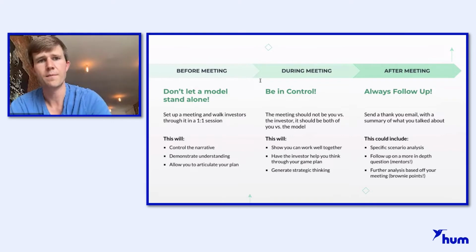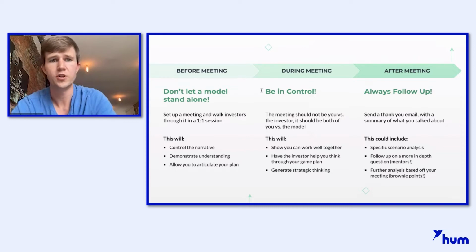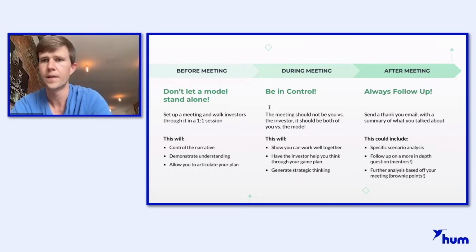But there are 3 time periods to look at with this meeting. May seem obvious, but it's worthwhile to break them out like this. What you should do before the meeting, what you should do during the meeting, and what you should do after the meeting. So I want to break down each of these and look at them individually.